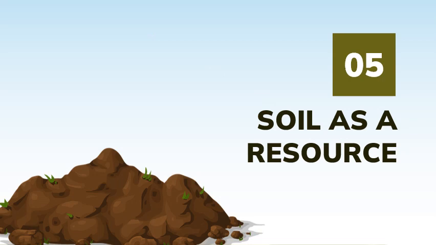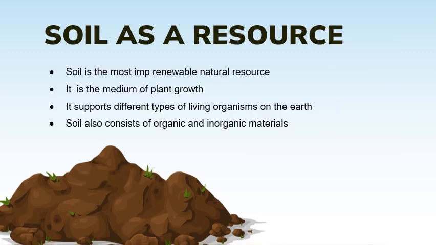Now we come to the last topic of this chapter, that is soil as a resource. We know that the topmost layer of the land is known as soil, and it is the most important renewable natural resource. It is the medium of plant growth, that is, it provides plants with essential nutrients, water, and support for their roots. The composition and characteristics of soil play a crucial role in determining the health and productivity of the plants. Second, soil supports different types of living organisms on the earth.